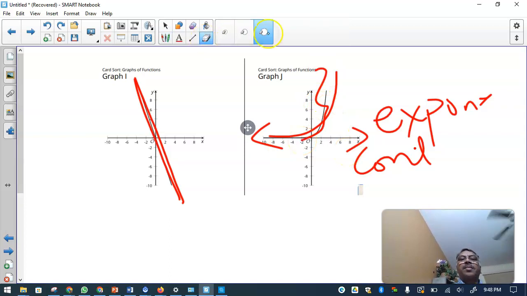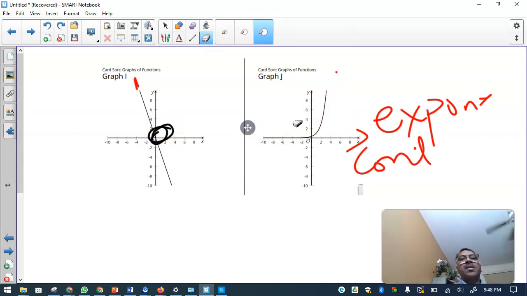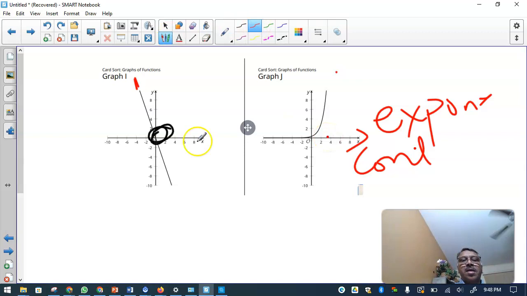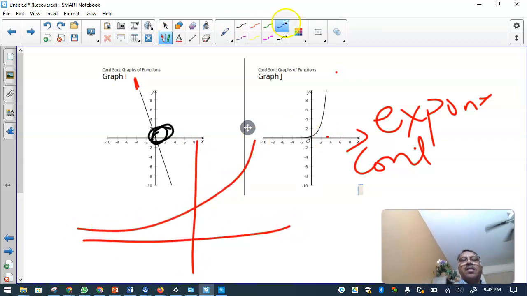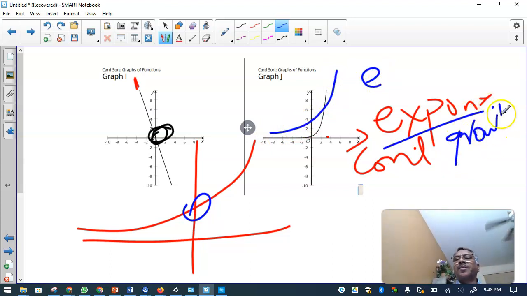Here, if you see, the vertical intercept and the horizontal intercept are the same, but for this one there is a vertical intercept. If I make this a little bigger, something like this, there is that vertical intercept. It does not have a horizontal one, and this is an exponential growth function.